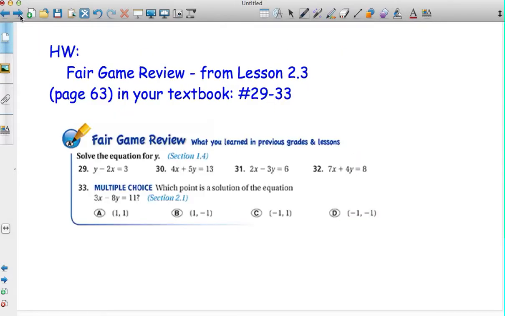For homework tonight, what you're going to do is practice some of this. It's from the Fair Game review from lesson 2.3, so you could find this in your textbook. I have a picture of it right here. I apologize, it's kind of blurry. That's just how it copied. If you'd like to find it on the actual page, it is page 63. Look for it on bigideas.com. So I'll be collecting 29 through 33 tomorrow.